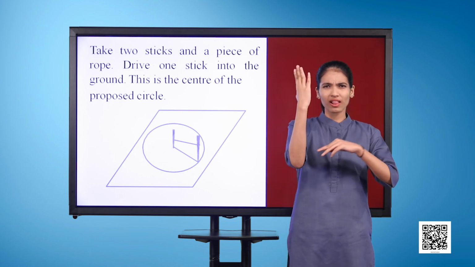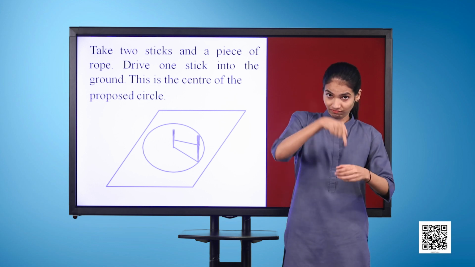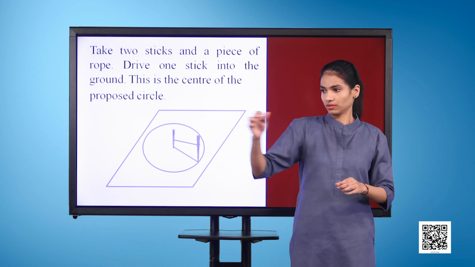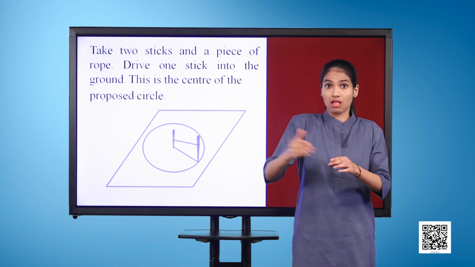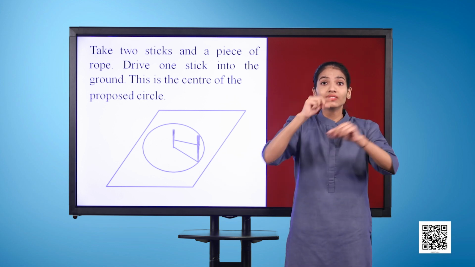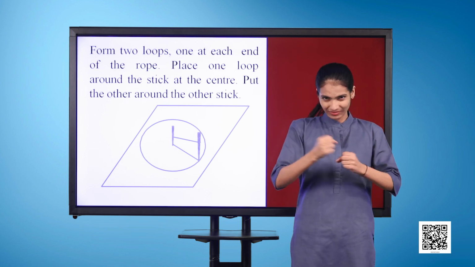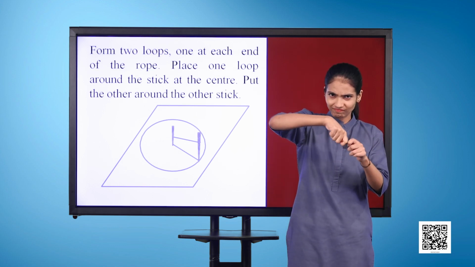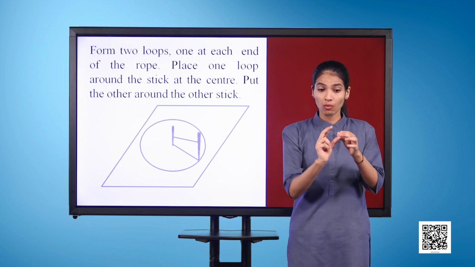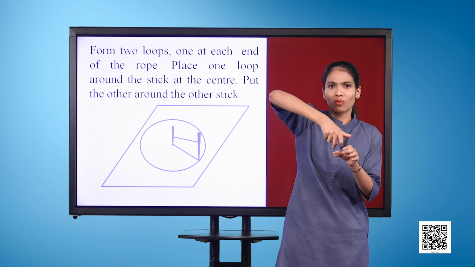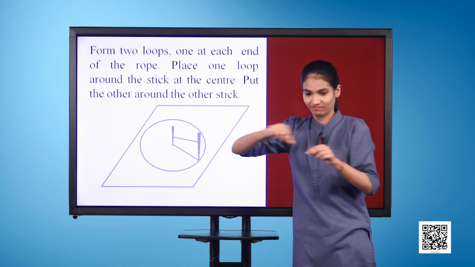Take 2 sticks and a piece of rope. Drive 1 stick into the ground. This is the center of the proposed circle. Form 2 loops, one at each end of the rope. Place 1 loop around the stick at the center. Put the other around the other stick.